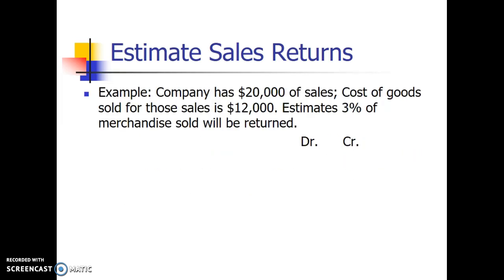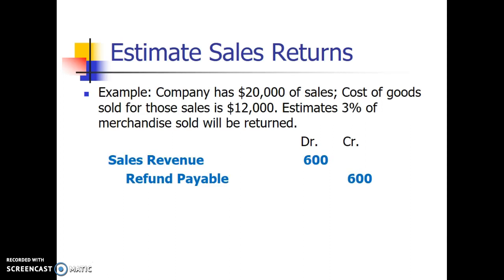And so here's an example. Let's say the company had 20,000 of sales. The cost of goods sold for those sales is 12,000, and they estimate 3% of our sales are going to get returned. So 20,000 times 3% is 600. So 600 of that sales revenue really isn't sales revenue because the customer is going to return it. So we need to reduce sales revenue. We know sales revenue has a credit balance, so we're going to reduce it by debiting it. So debit sales revenue for that 600. And then we're going to credit refund payable, because we're either going to have to give them cash or we're going to have to reduce their accounts receivable when they make the return.